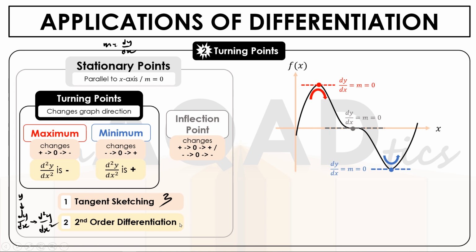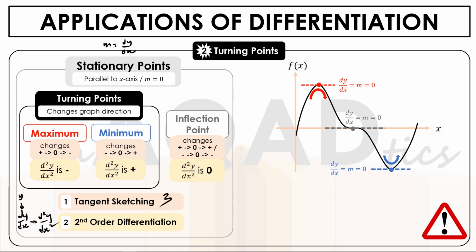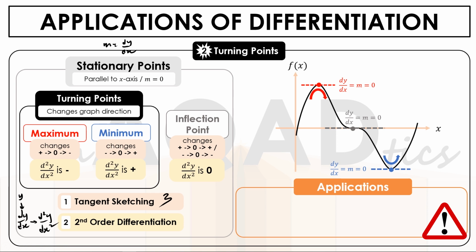And the second method, second order differentiation, is basically if the value is 0, then it is an inflection point. So this is just how we find a maximum point, a minimum point or an inflection point. But sometimes for certain questions, we need to find the maximum or minimum for a real life scenario, a real life application. So these are, I would say, 3 main steps to help you answer these kinds of questions.